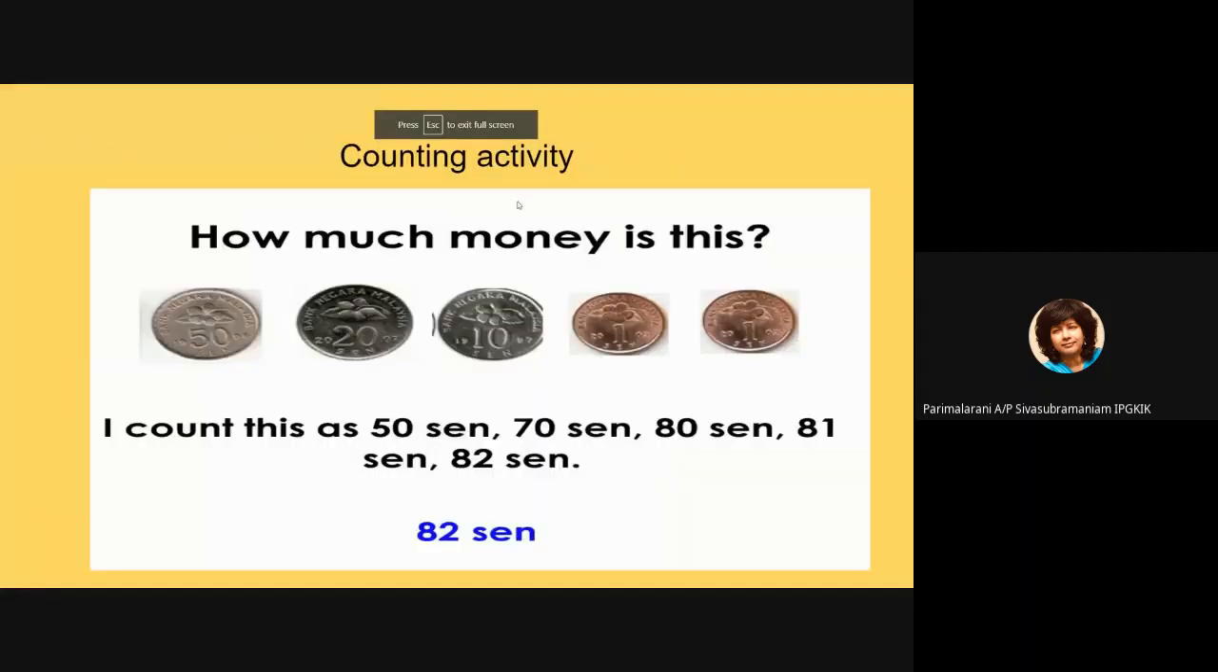Okay, say you have this much money. Say you have a 50 cent coin here and a 20 cent, 10 cent, 1 cent, 1 cent. Okay, so say I counted this money. I count this as 50 cents. I start from 50, then I say another 20 is 70, another 10 is 80, another 1 is 81, 82.